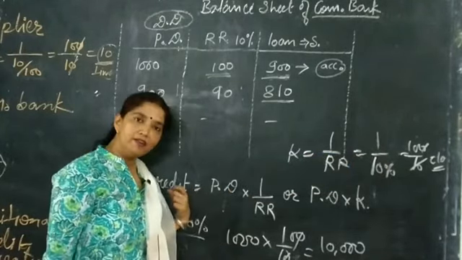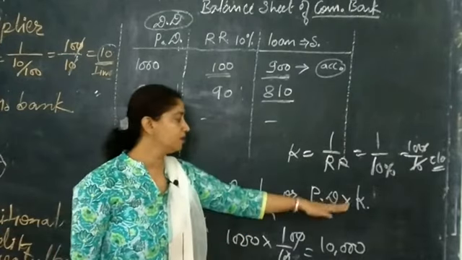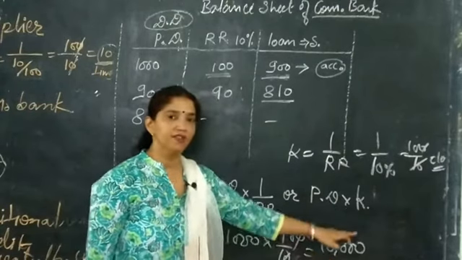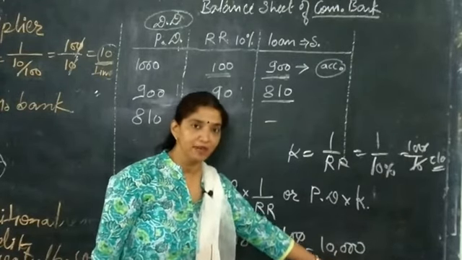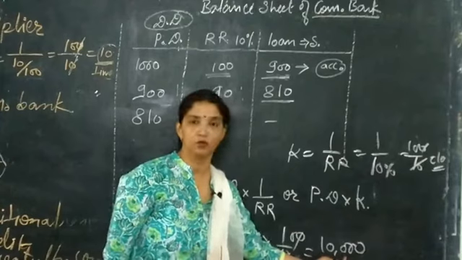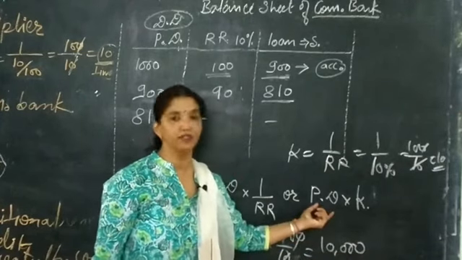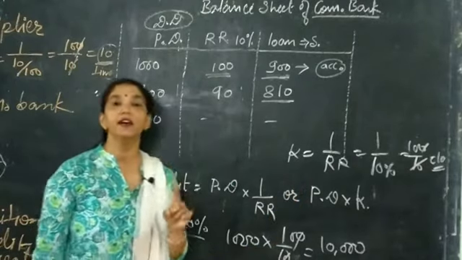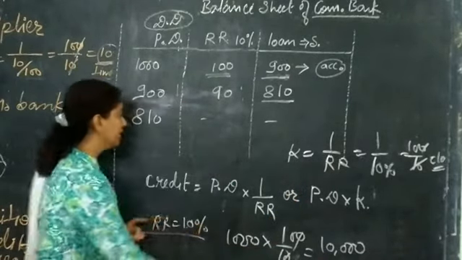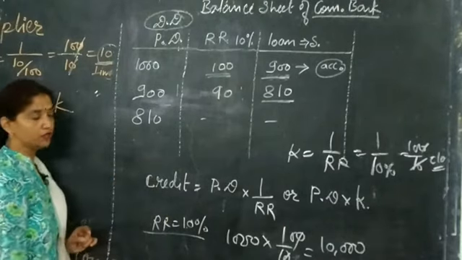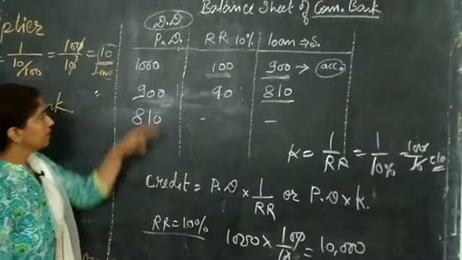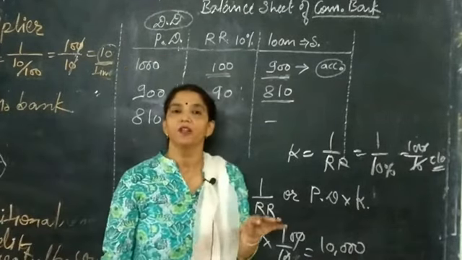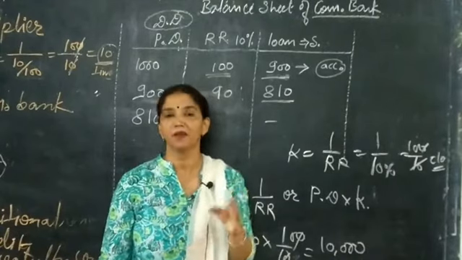And the total credit which will be created is 10 times the primary deposits. So the total credit created by the commercial bank is 10,000, because primary deposits are 1,000, and the additional credit created here is 9,000. Why? Because the commercial bank was already having 1,000 earlier, in the initial stage, in terms of primary deposits.